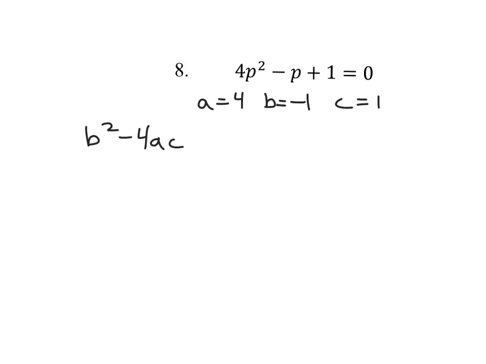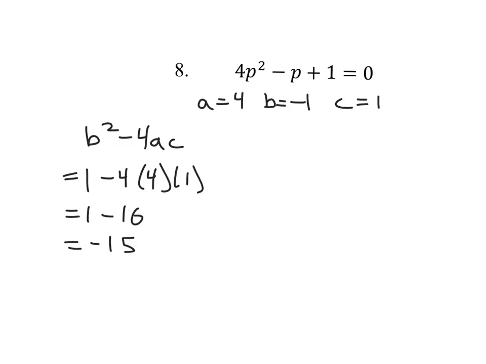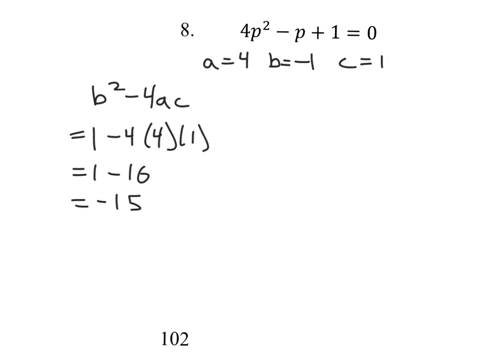So here we go. B squared minus 4ac. B squared is 1, because negative 1 squared is positive 1, minus 4 times 4 times 1, 4ac. Well, that is 1 minus 16, which is negative 15. That's negative. When the discriminant is negative, we're going to have no real solutions. Okay, which, there's your symbol for that.